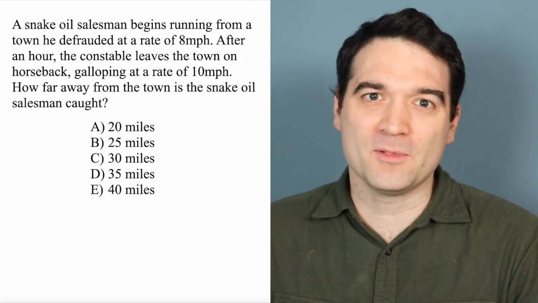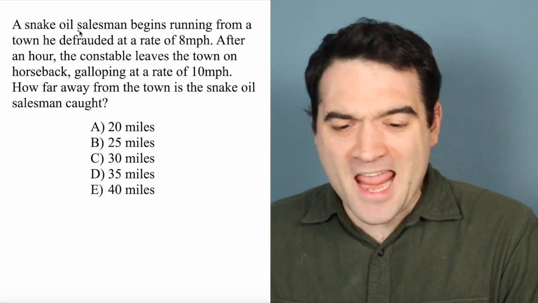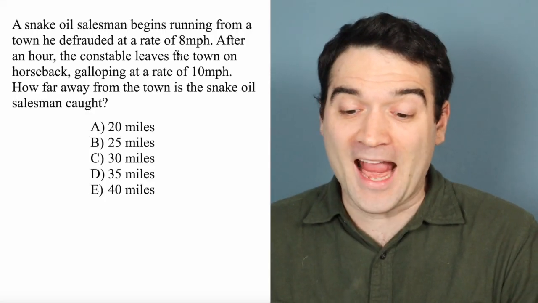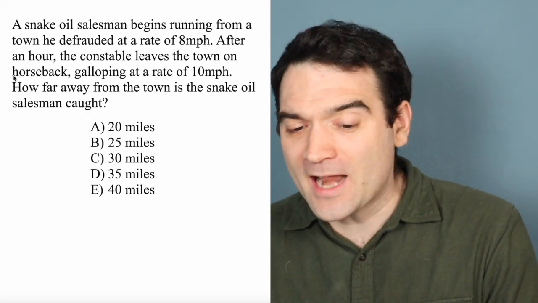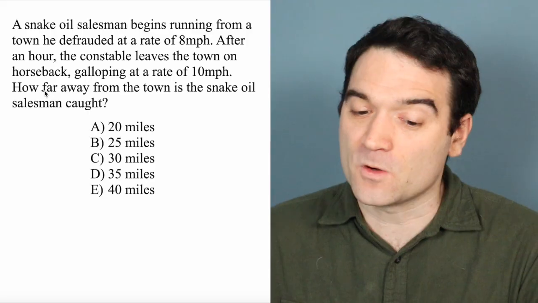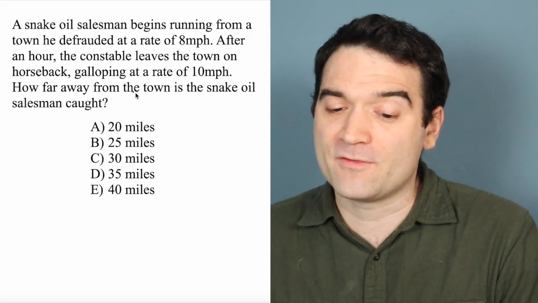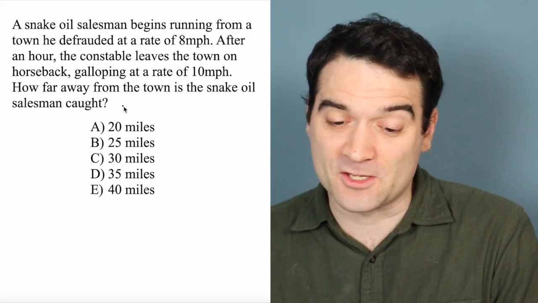Here's a GRE word problem. Let's take a look. A snake oil salesman begins running from a town he defrauded at a rate of 8 miles per hour. After an hour, the constable leaves the town on horseback, galloping at a rate of 10 miles per hour. How far away from the town is the snake oil salesman caught?